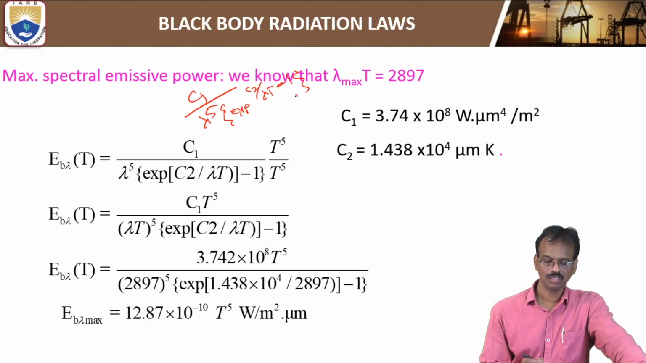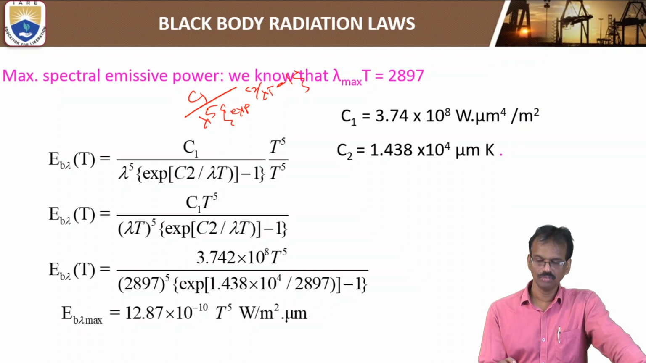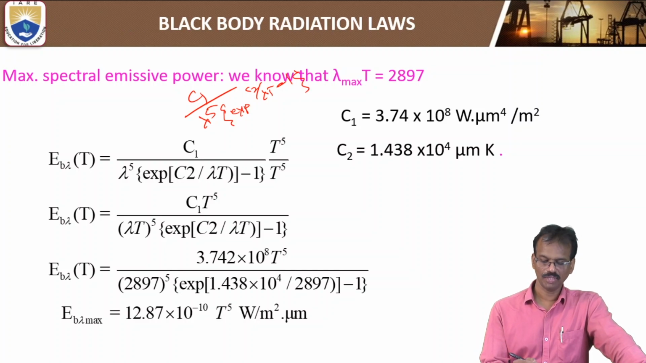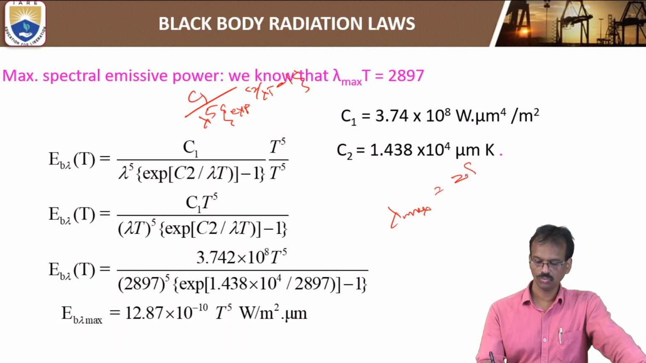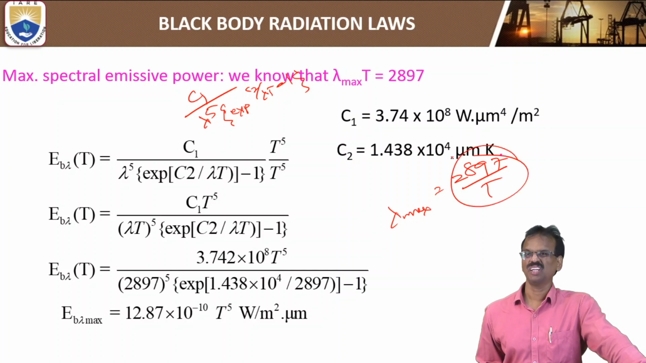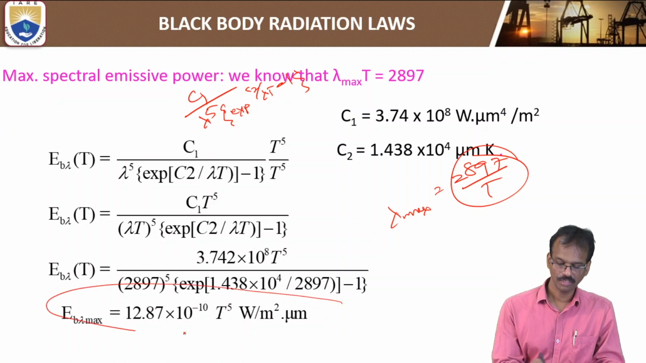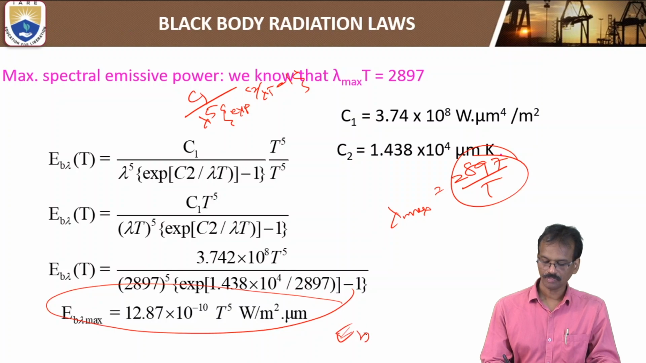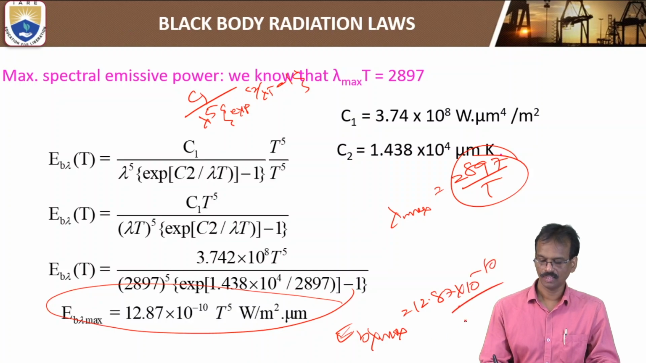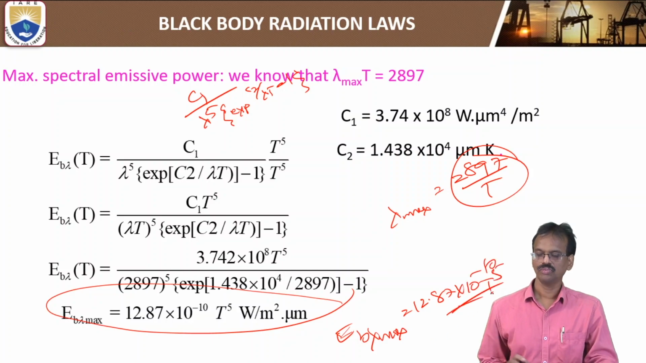So here, if you substitute the value of lambda max, that is 2897 by T, in place of lambda, we will get the final formula, that is EB lambda max is equal to 12.87 into 10 to the power of minus 10 into T to the power of 5. So this is the formula.